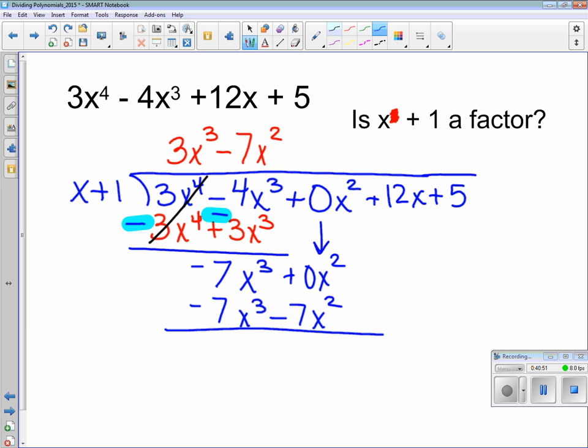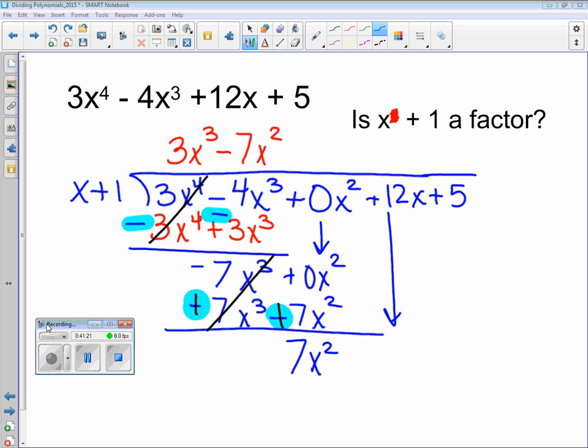What am I going to not forget to do? Change the signs. Both of them. I'm highlighting them every time to remind me of that. Then I just combine like terms. Maybe I'll answer your question, April, as we go through, okay? I add 0x squared and 7x squared, and I get just 7x squared. Bring down the next one, and I get plus 12x. Not yet.